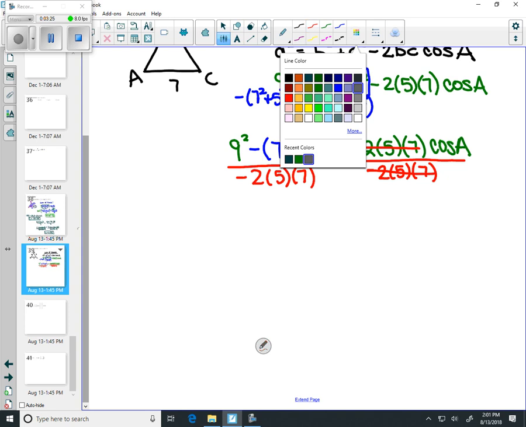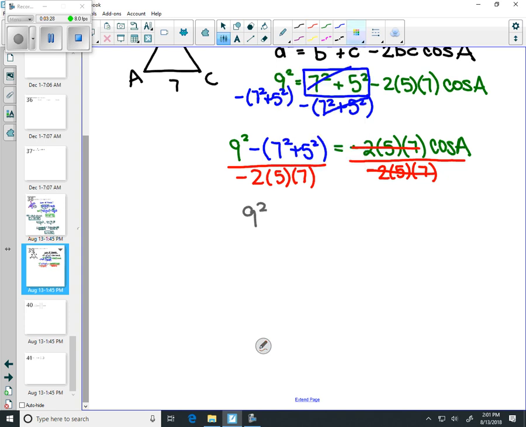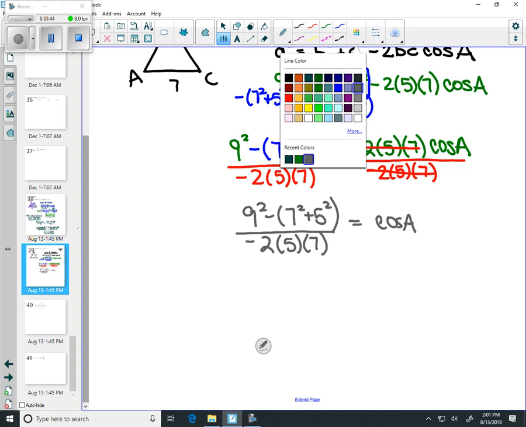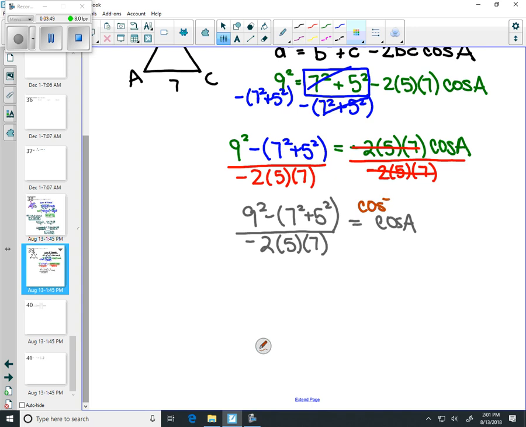So I have 9 squared minus 7 squared plus 5 squared in parentheses over negative 2 times 5 times 7. The other side is cosine of A. And the way that we move that cosine is to take the inverse. So I'm going to do cosine of negative 1. And that cancels those cosines.